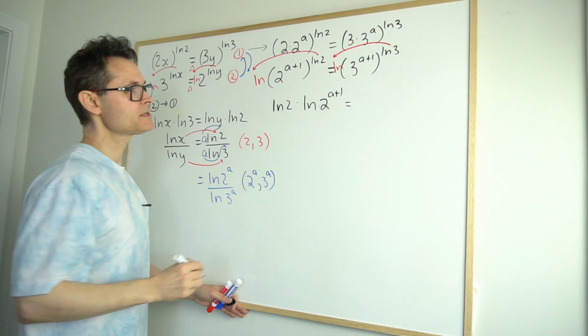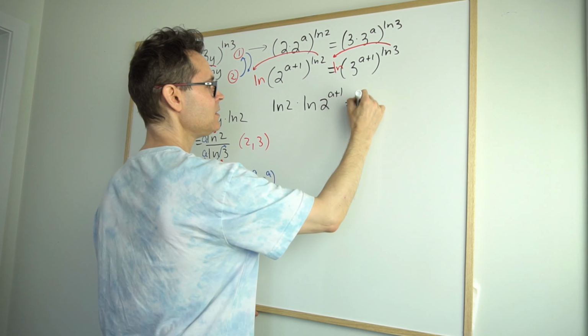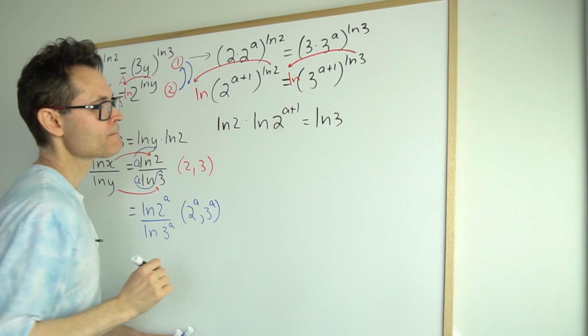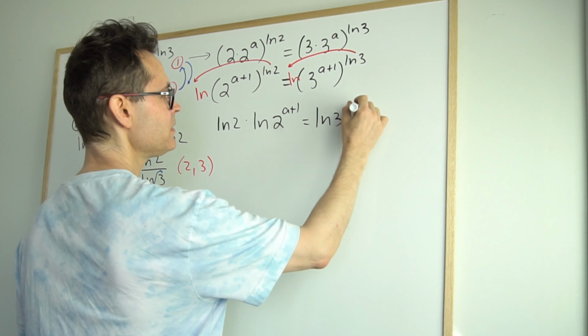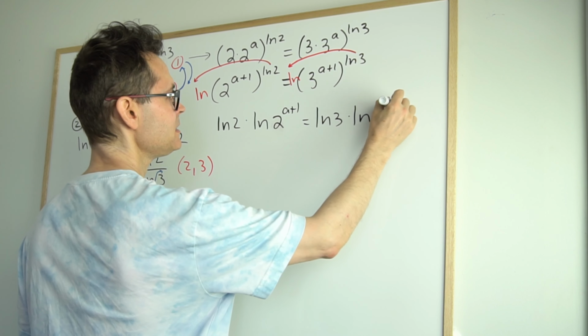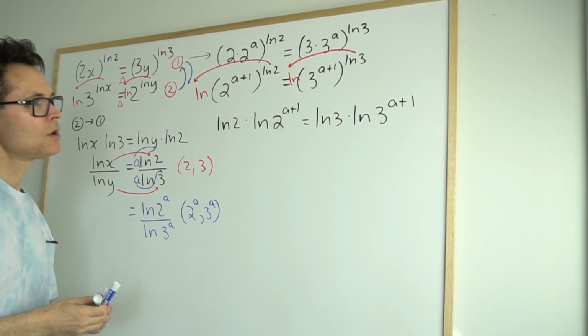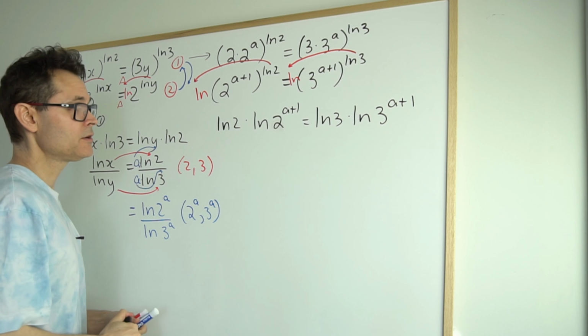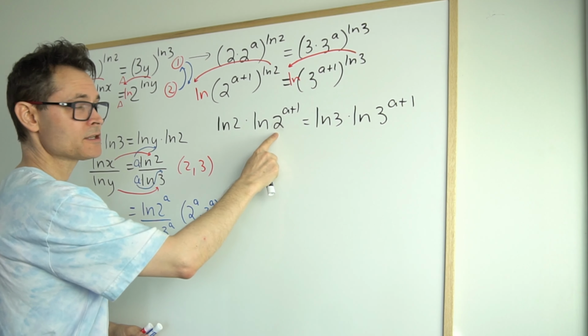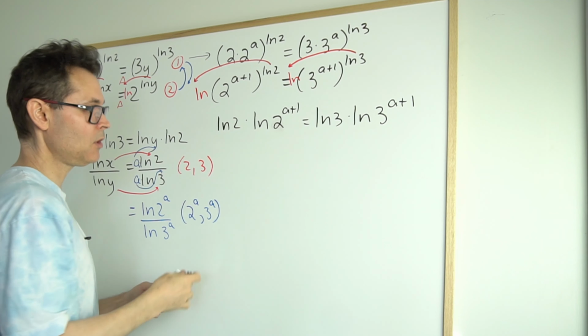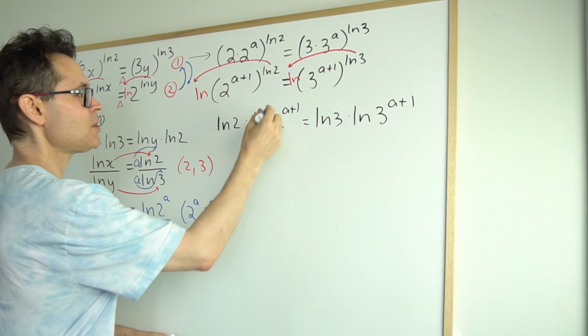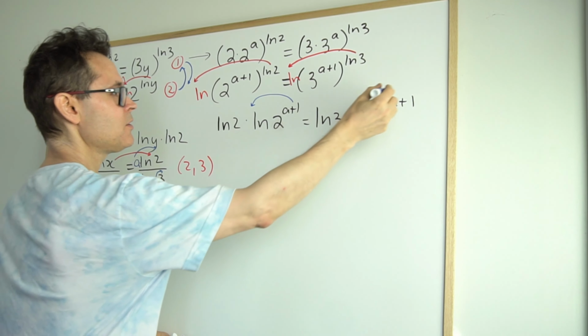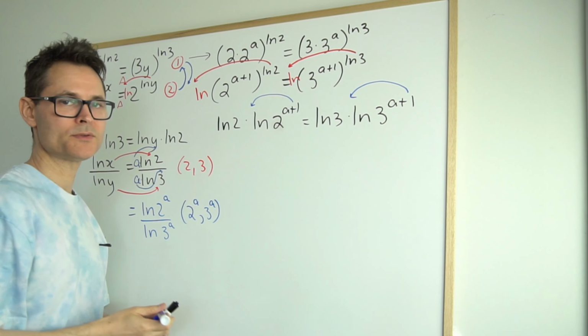And what about the right-hand side? So the ln 3 comes down front, and that's going to be equal to the ln of 3 to the a plus 1. We'll take a look here. Look, a plus 1 is an exponent on this power that's being lned, which means that that also can be brought down front as a coefficient on both sides.